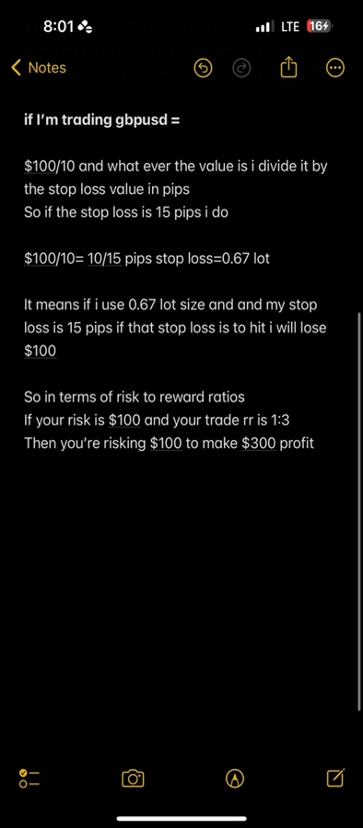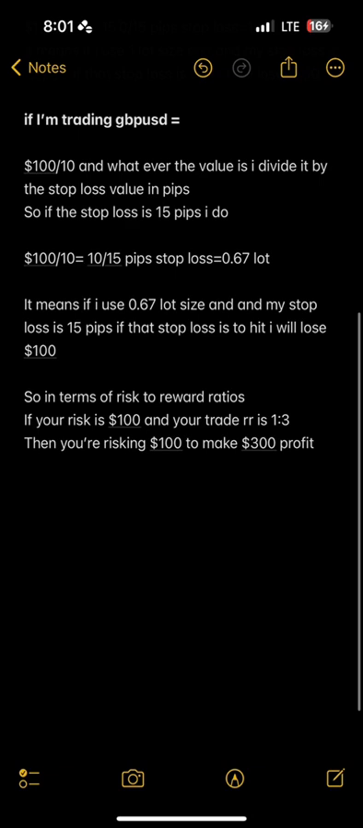That means if I risk $100, and I use 0.67 lot size and trade GBP USD and my stop loss hits, that is a 15 pip stop loss, I will lose exactly $100. So with this, I go into a trade knowing exactly how much I'm willing to risk on this trade. I know that I'm willing to risk this amount of money. I calculate the lot size that I'm supposed to use. It means I won't be taken out of this trade unless my stop loss hits.